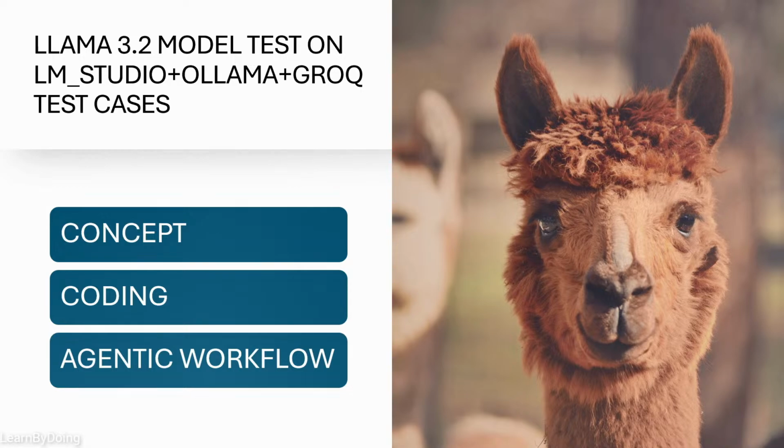The first is to ask a large language model about concepts and verify the concepts. The second one is to test the coding capability of both models. Then we are going to utilize the agentic workflow of both CrewAI and AutoGen, and see how they can interact with these models.